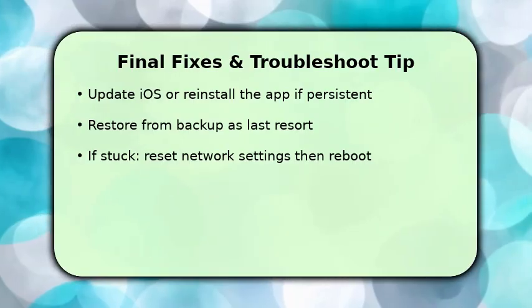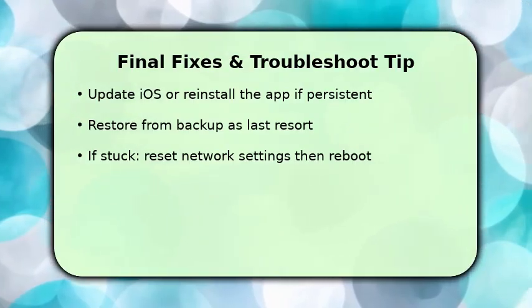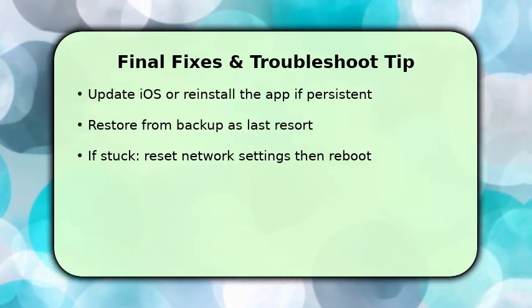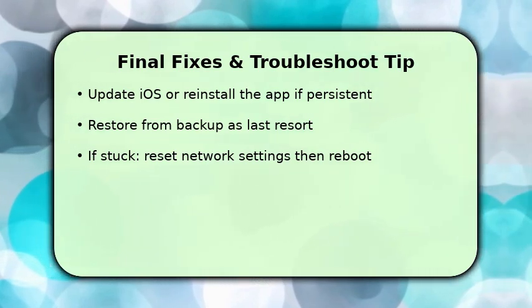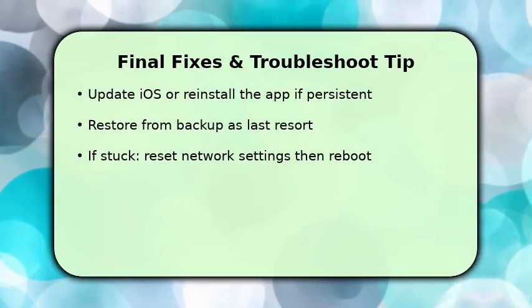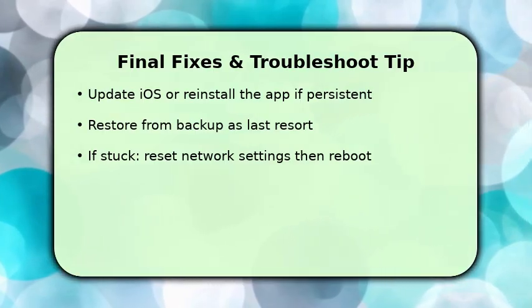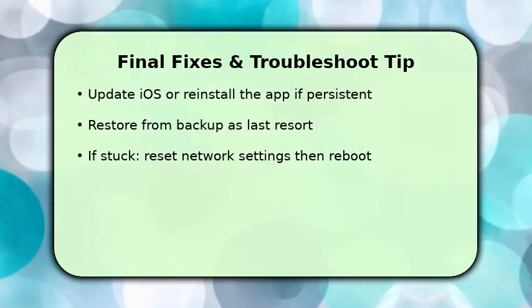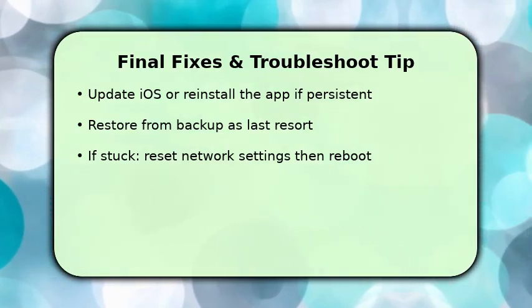Finish by applying system-level fixes. Update to the latest iOS and reinstall the app that won't show emojis, because corrupted app data often causes display errors. If problems persist, restore your device from a recent backup to recover working settings without a full erase. Make sure to back up first.